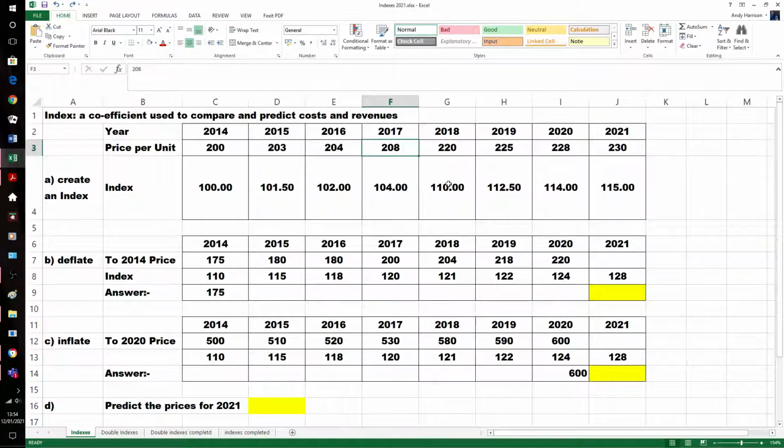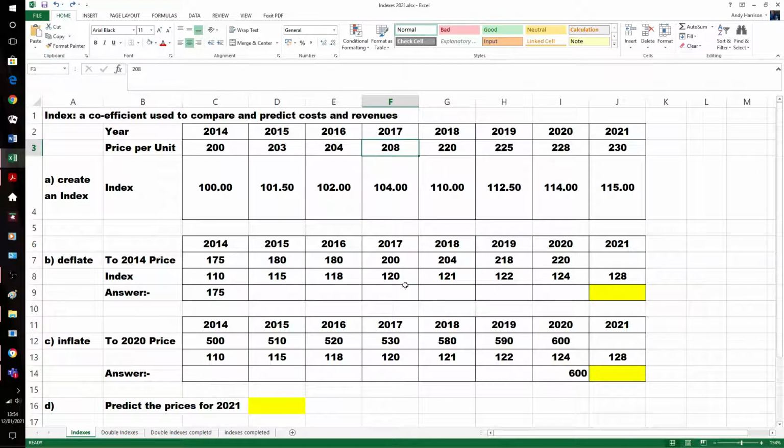So we've created our index based on the prices as they actually were, which means we can compare current prices, what we're paying now, against historic prices, or we can turn historic prices into today's money, whichever is easiest to understand. They both tell us the same story.